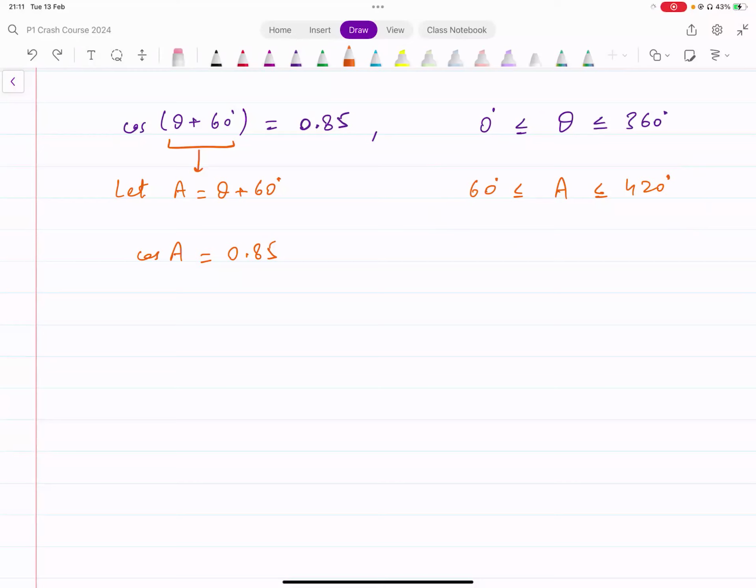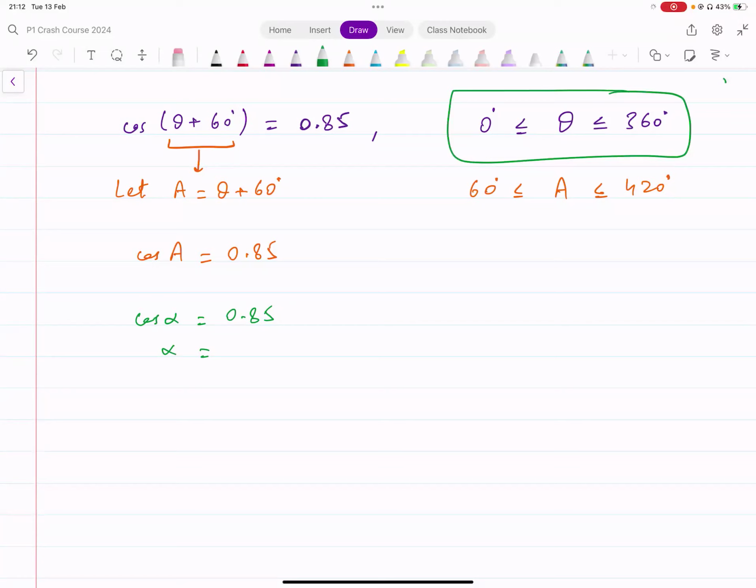You just solve this equation. How did you use to solve equations like these? You would find the basic angle first of all. So let's find the basic angle. You say cos of alpha equals 0.85. What's the basic angle? Cos inverse of 0.85. Can you tell me what that is? 0.555 to three significant figures.